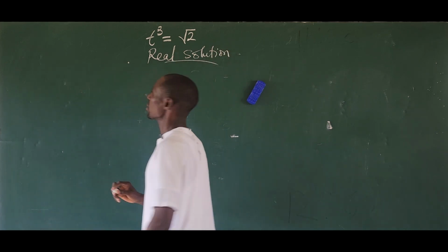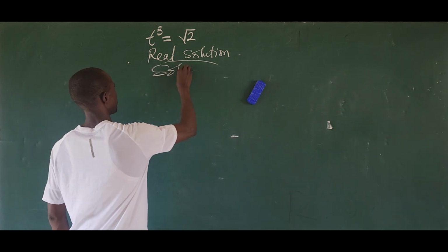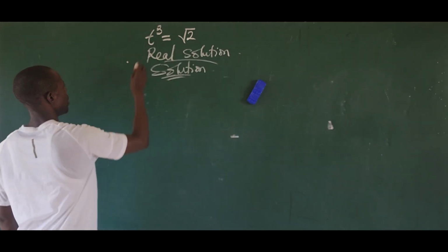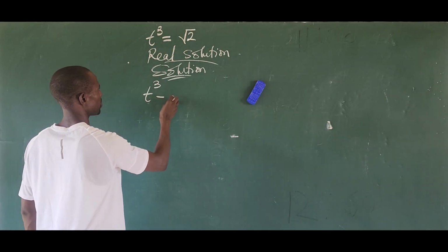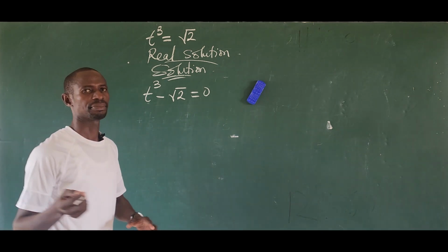So how do we get the real solution to this? Let's take our solution, please. Okay, so here we have our t to the power of 3. Move this quantity this way to give us t to the power of 3 minus the square root of 2 is equal to 0.